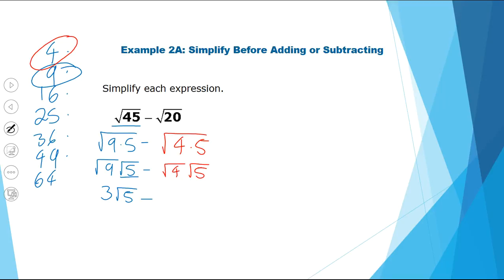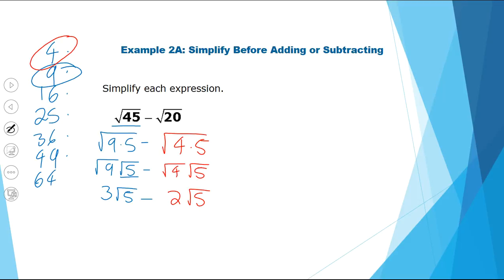Of course, 4 being a perfect square, square root of 4 we know is 2. A regular old-fashioned 2. And the square root of 5, I cannot simplify. It's going to stay as a square root of 5. So now I've got 3 square root of 5 minus 2 square root of 5.